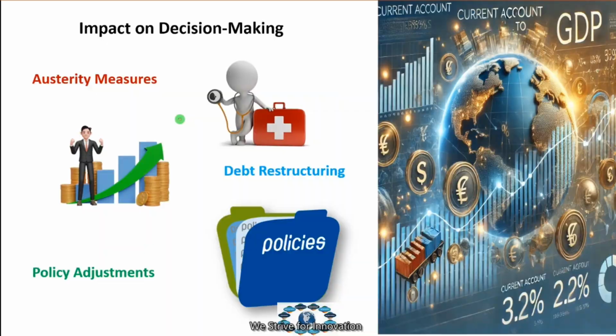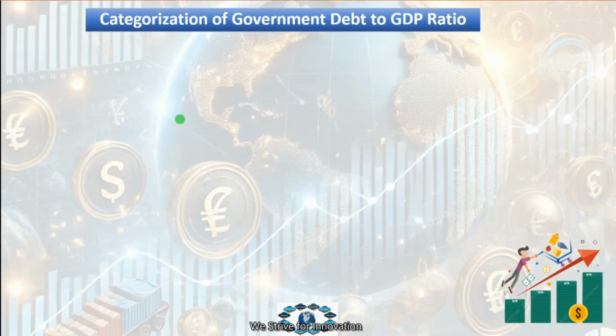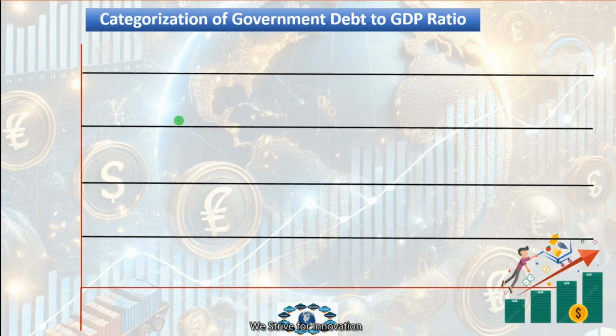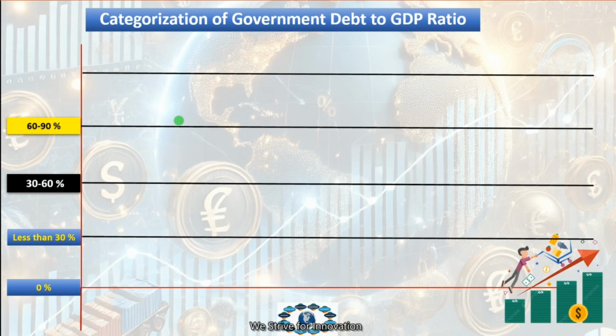Now, let's see exactly how we categorize that debt. In this way, we can visualize how that debt is structured, and then we can figure out if we have high debt, low debt, medium debt, etc.